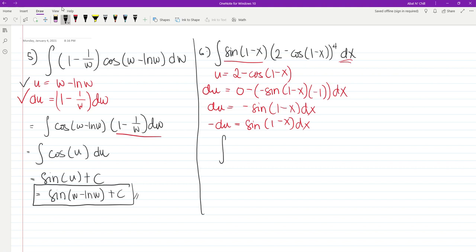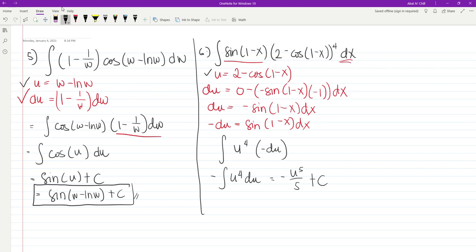So we have the integral, of course, and we represent this 2 minus cosine of 1 minus x as our u. So that would be u raised to 4, because of the 4 here. Then, of course, we have sine of 1 minus x dx. This is that term, so we have negative du. We can factor out the negative outside of the integral sign so that we don't have any problems. So if we evaluate this, it would be u raised to 5 all over 5 plus c.